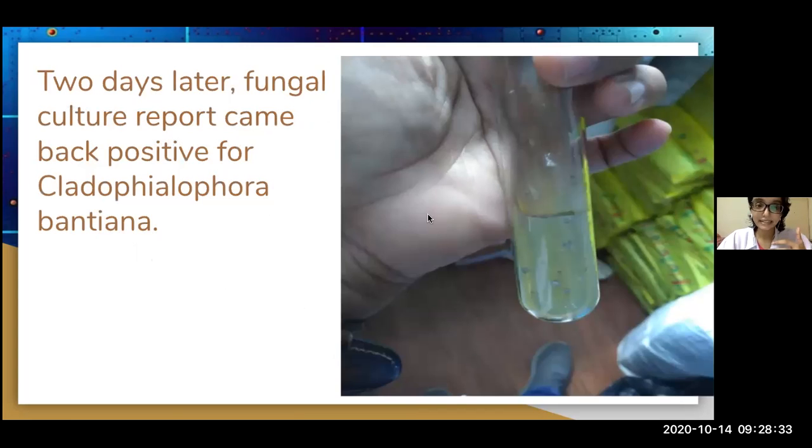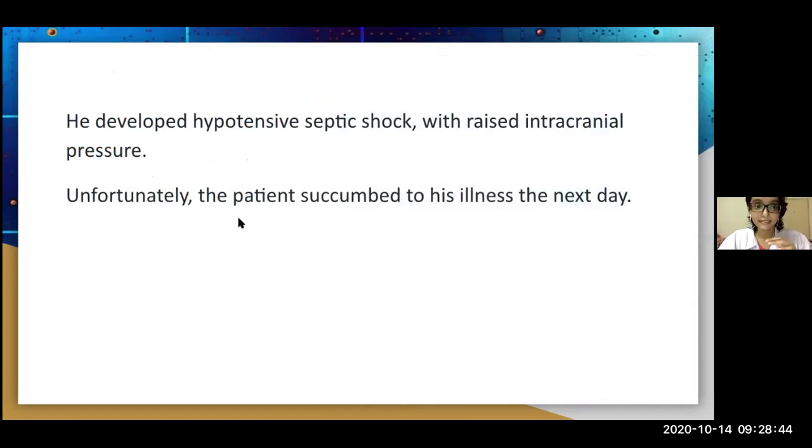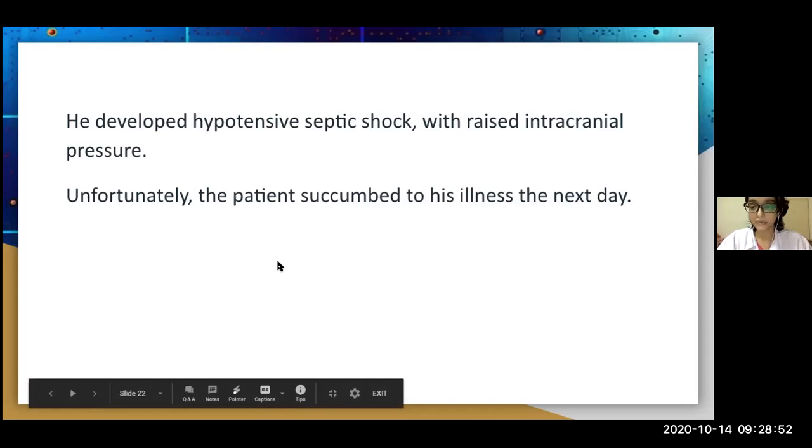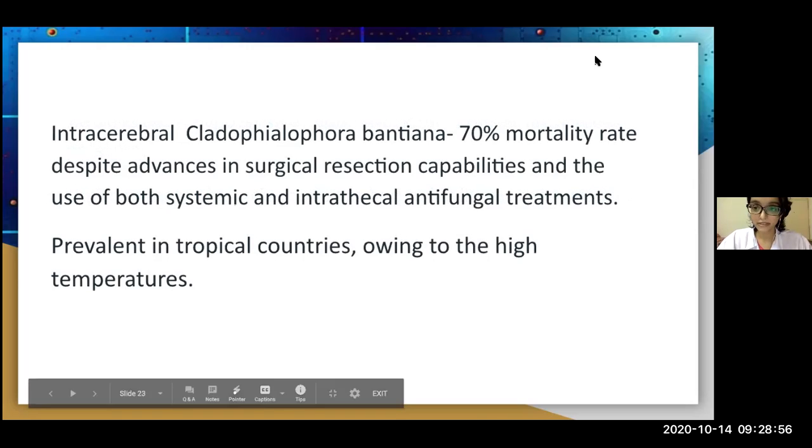But 2 days later, the fungal culture report came back positive for one of the rare fungi called Cladophialophora bantiana. But unfortunately, the patient developed hypotensive septic shock with raised intracranial pressure, and he succumbed to his illness the very next day when we got the fungal cultures back. So what do we know about this fungus?